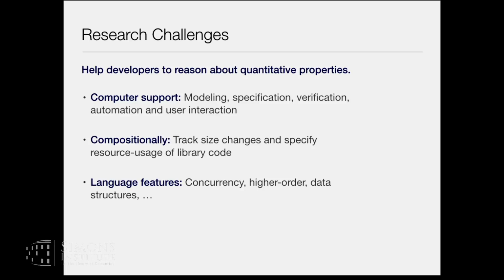One thing that is very important is to ensure that these automatic analyses are compositional, in the sense that if it works for one function and another function, and you plug these functions together and there's some size change in your data, you can still automatically get a bound for those. And another thing we have to work with is complex language features, concurrency, higher-order data structures. So these are the main challenges.